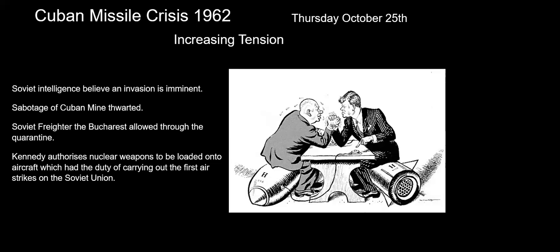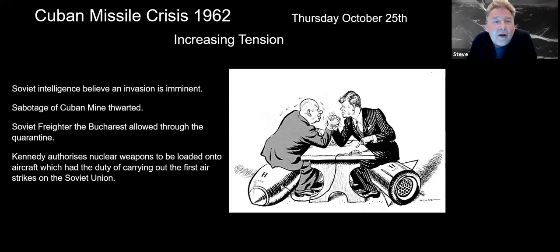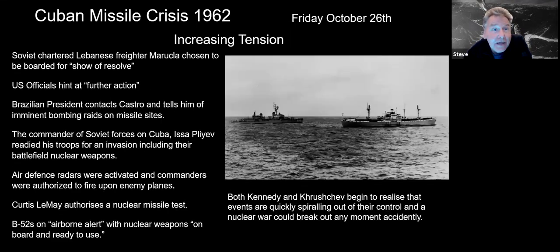Then Kennedy authorizes nuclear weapons to be loaded onto aircraft. These were the aircraft with the duty of carrying out the first air strikes on the Soviet Union in the event of war. So things are heating up a bit. Then, the next day, a Soviet-chartered Lebanese freighter is chosen to be boarded for a show of resolve. They don't find anything on it, just tractor parts and things like that, and it's allowed to carry on.